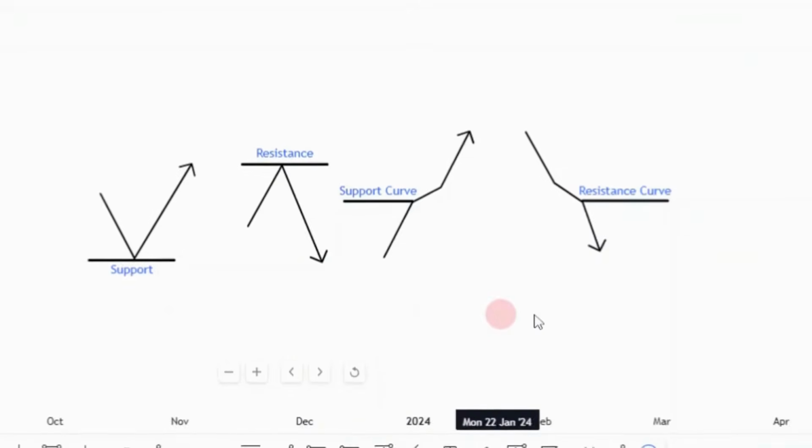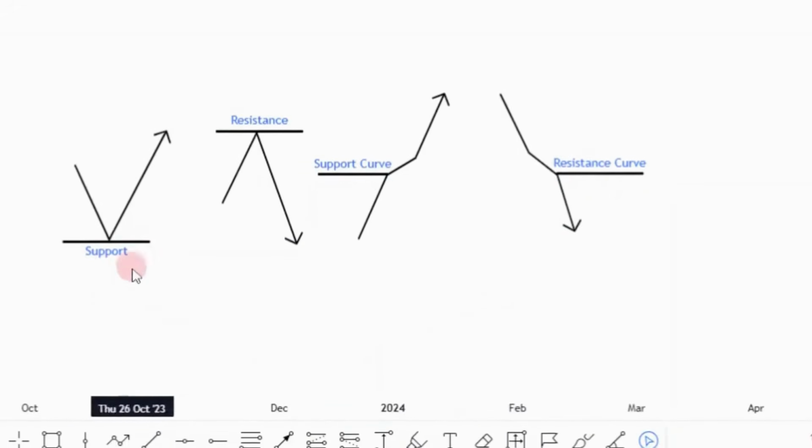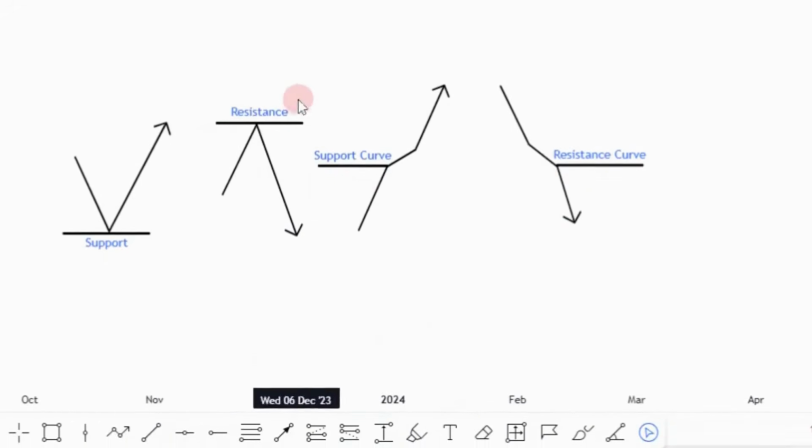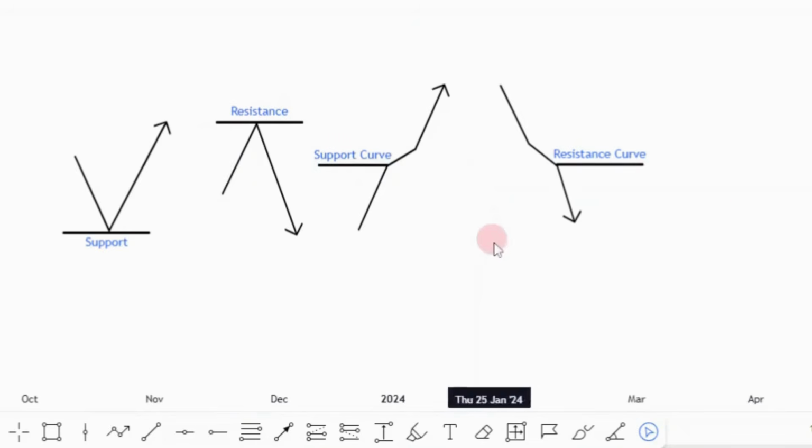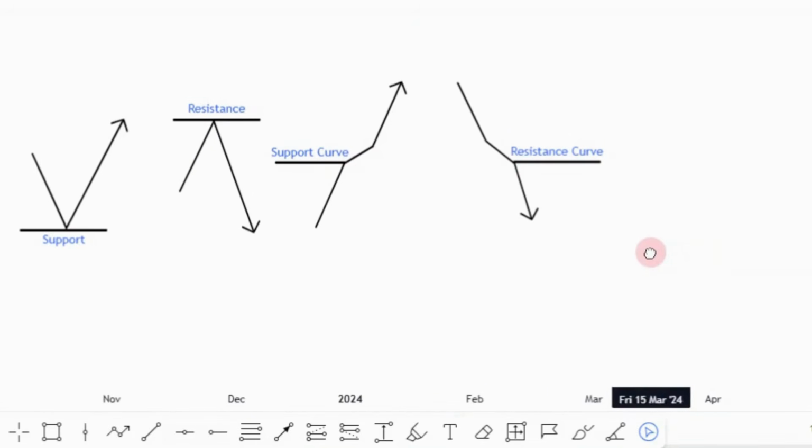This system revolves around 4 key levels: support, resistance, support curve, resistance curve. Now, what is a curve? Think of it like this: it's a pullback on a smaller time frame that shows up as just a bump or slight pause on the higher time frame. That's your curve, subtle, but crucial.